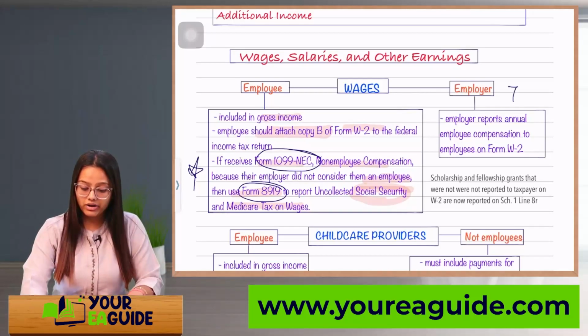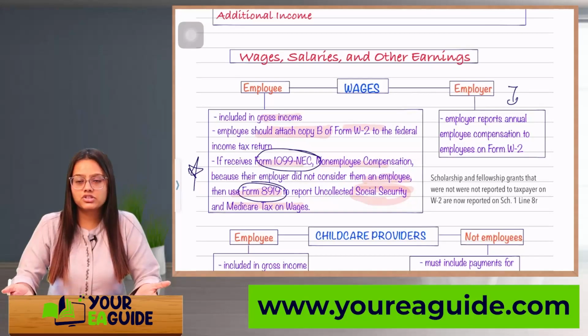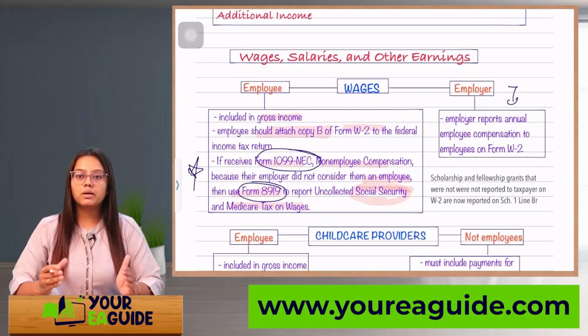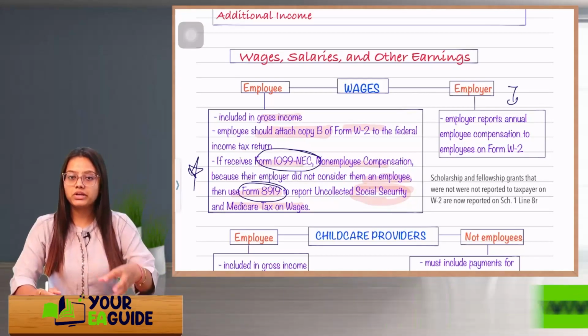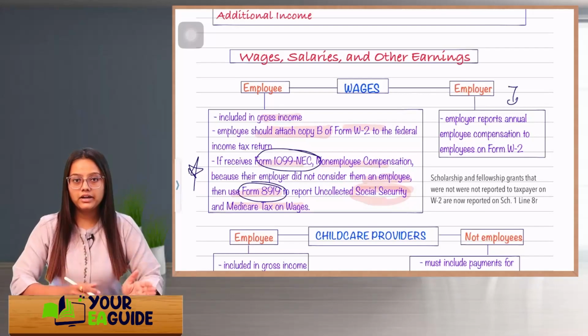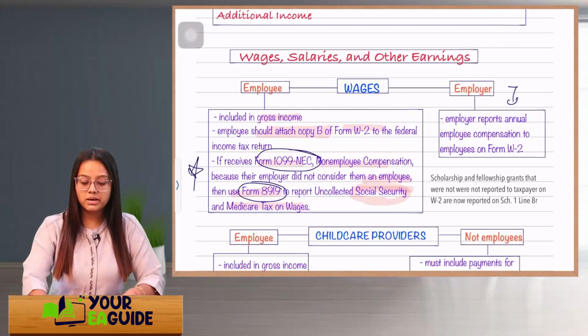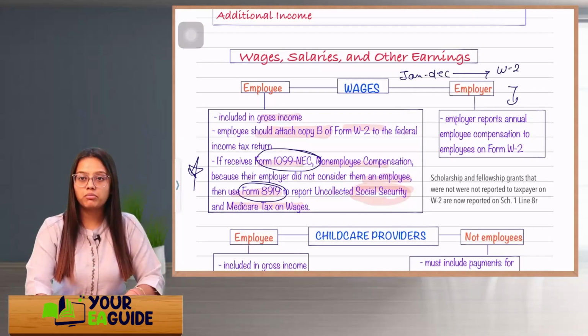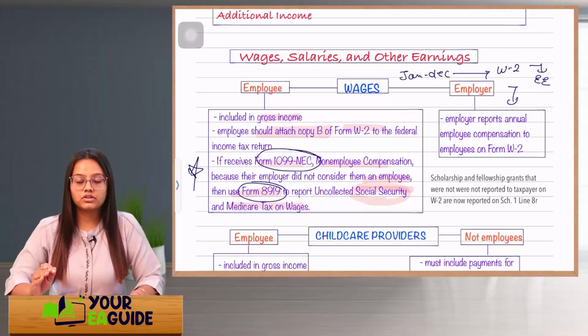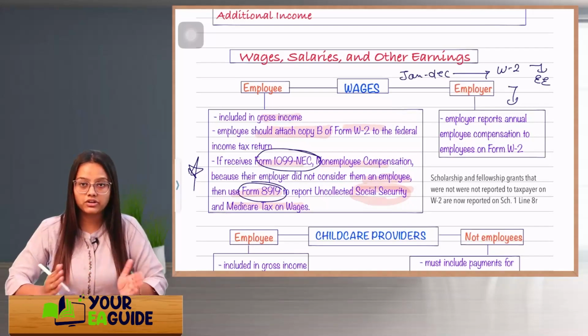All right, now the employer is just going to report annual employee compensation to the employees on the W2 form. At the end of the year, whatever earnings the employee might have earned from January to December, they'll just report it in the form of W2 and provide it to the employee by 31st January, after the end of the year.